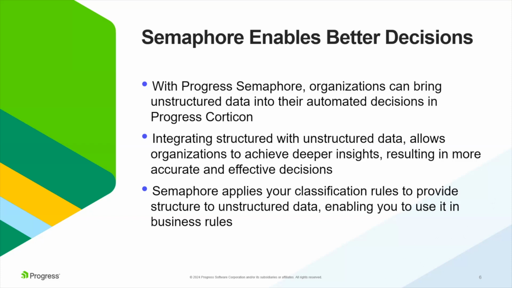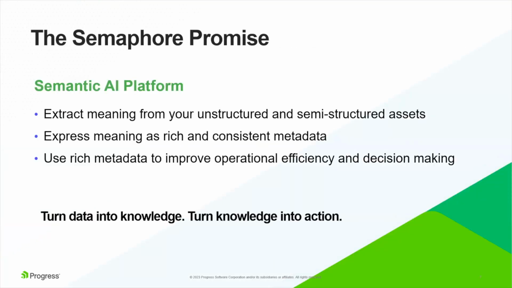And so Semaphore applies your classification rules to provide structure to your unstructured data. So Semaphore Promise, it's a semantic AI platform, allows you to extract meaning from your unstructured and semi-structured data. That's what makes it available to Corticon. You can express it as rich and consistent metadata, and you can use that metadata to improve the efficiency in your decision making. We'll show examples of this in just a moment.